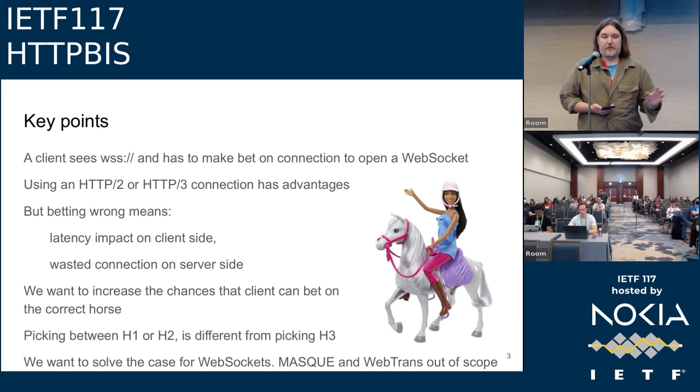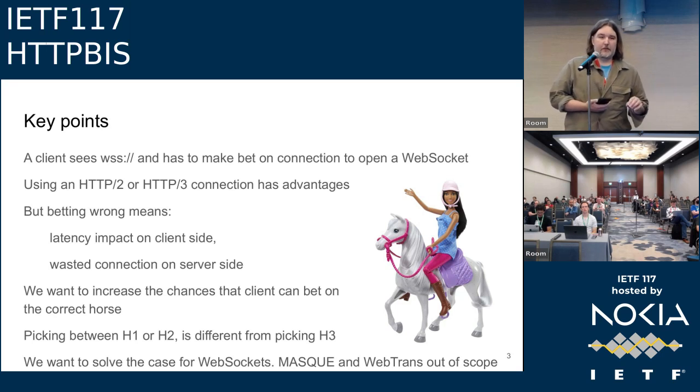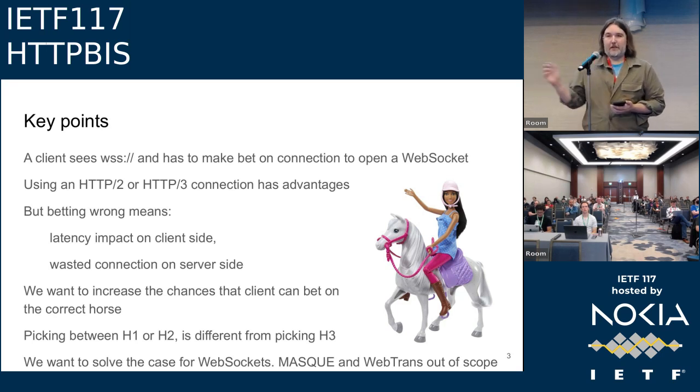stuff to avoid wastage. The other key point here is that picking between H1 and H2 is different from picking H3. And this is because of the underlying transport protocol, you know, TCP, and QUIC. And therefore, the decisions that the client needs to make, or the choices or the bets, vary. And trying to find a solution across those two things is tricky. A solution that works for maybe the choice between H1 and H2 is hard to apply to H3. And that maybe we don't need to solve that. But if we could, that would be fantastic.